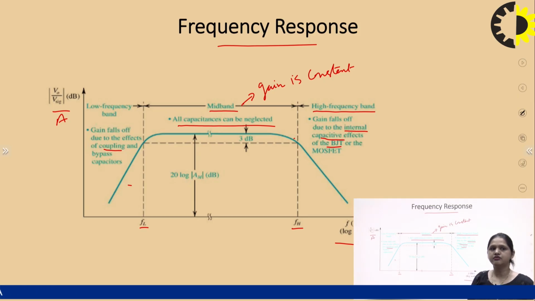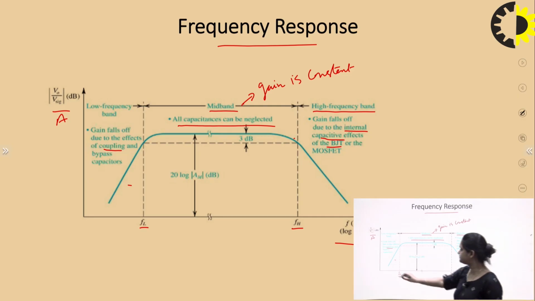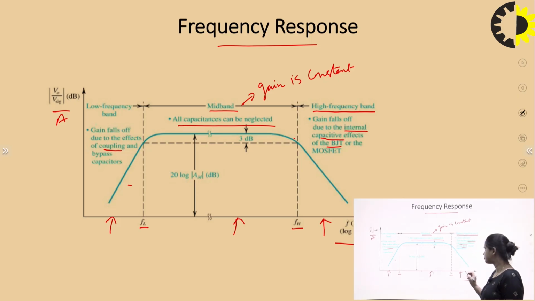So basically, for a common emitter amplifier, in your syllabus you have to study the low frequency response separately, the mid band response separately, and the high frequency response separately. That means for a common emitter amplifier, there are 3 frequency responses: high frequency, low frequency and mid band. And for this amplifier, the analysis can also be done in 3 different ways.